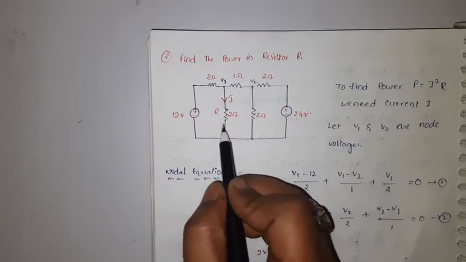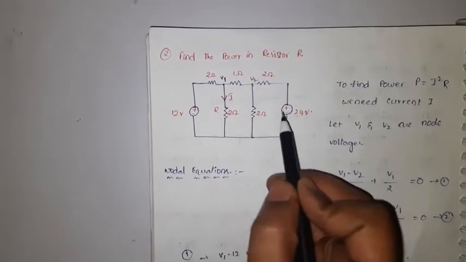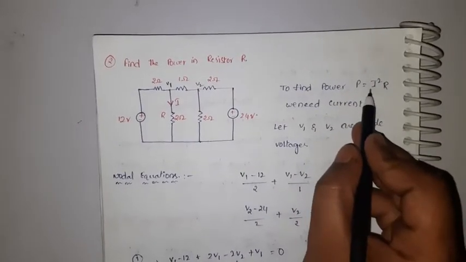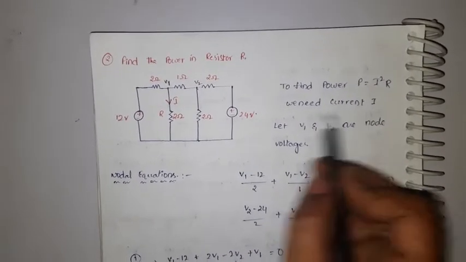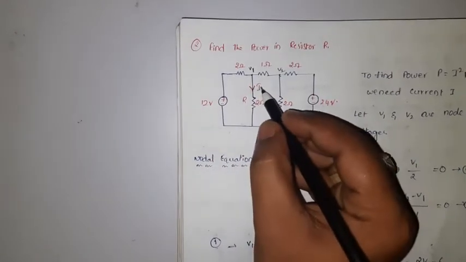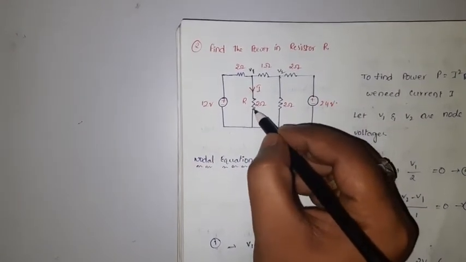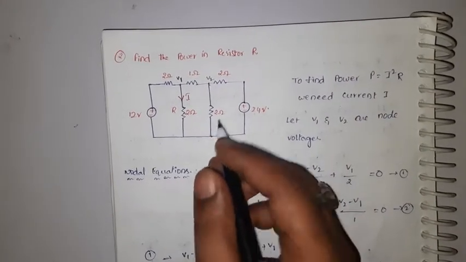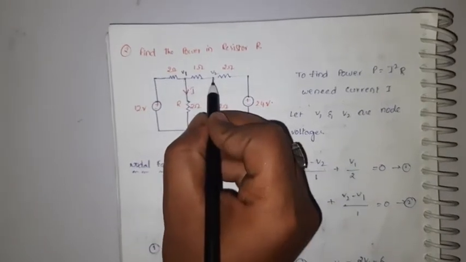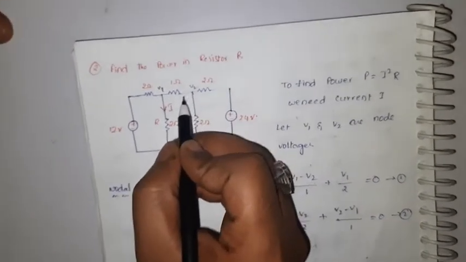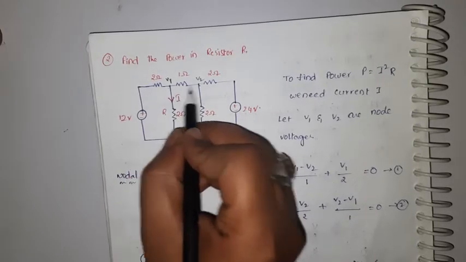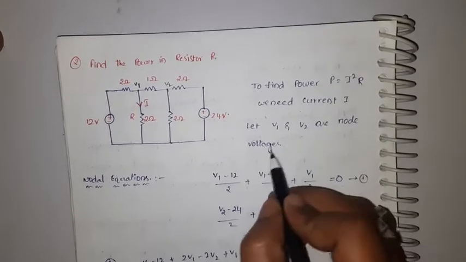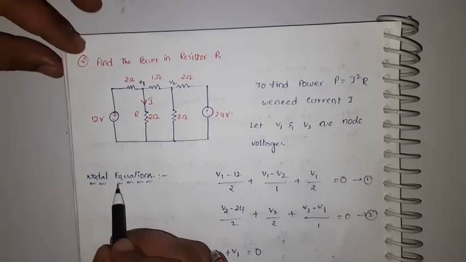So this is the circuit which was given in a previous examination. To find the power P equal to I square R, we need current I. What is current I? I is the current flowing through this resistance R, 2 ohm. So what are all the steps involved? We have identified the nodes, this one and this one, and we assigned node voltages V1 and V2 with respect to ground. So V1 and V2 are node voltages. Let us write down nodal equations here.